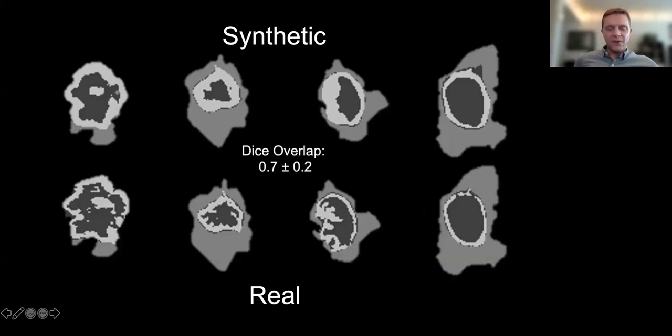And across our set of 400 patients, we found a DICE overlap of about 0.7, with a standard deviation of about 0.2, which I was actually really happy with. I think these enhancing regions are very thin and very irregular. And so I think that's actually a fairly respectable DICE coefficient.